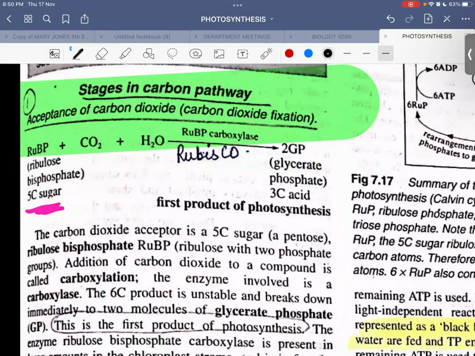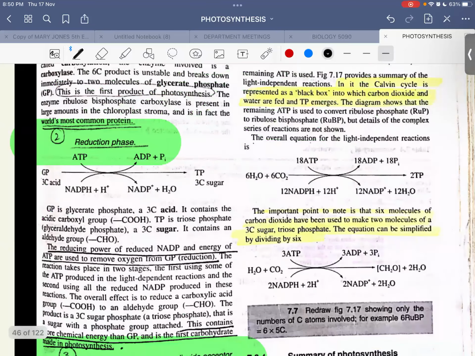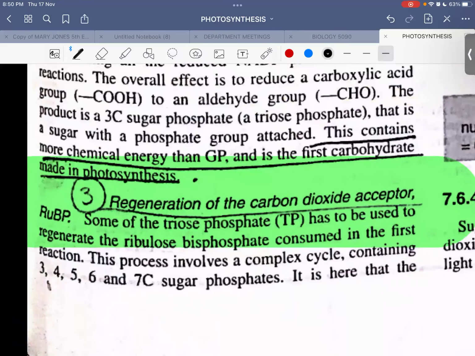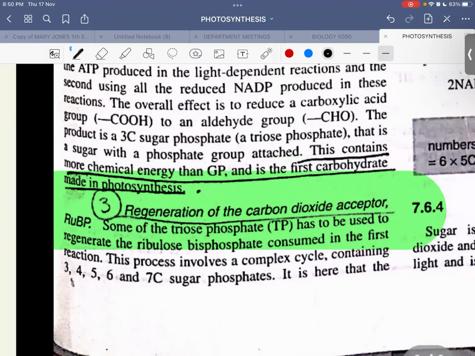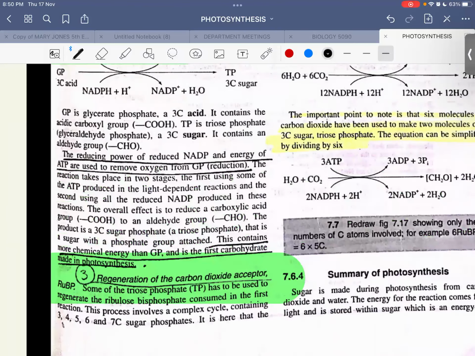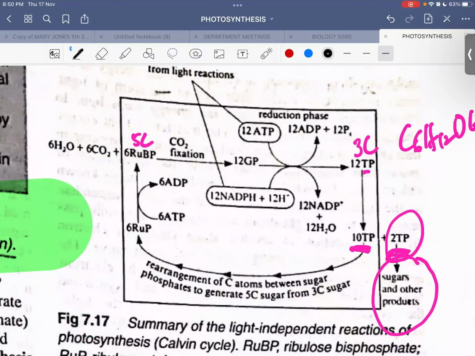And how does that take place? The textbook is saying that at some point our RUBP is completely saturated with the CO2. So some of the triphosphate has to be used to regenerate the ribulose biphosphate consumed. So this process involves a complex cycle containing 3, 4, 5, 6, 7 carbon sugar phosphate. It is here that the remaining ATP is used. So in the Calvin cycle, here the remaining ATP is then used. Okay. Look at this diagram. This will solve your problem. Instead of reading the text, just look at the diagram.